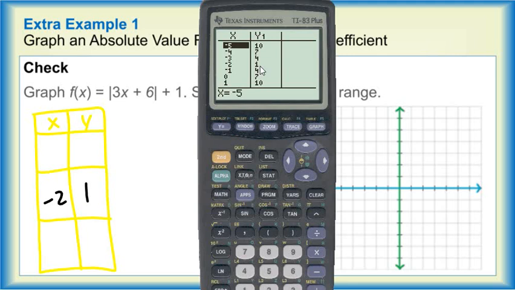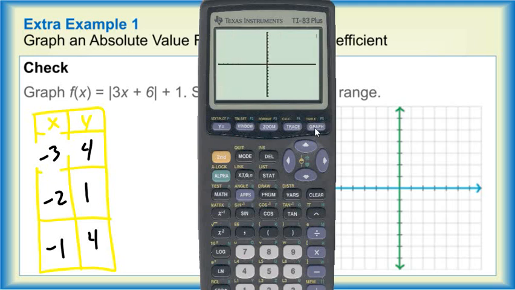And then I can choose points on each side. So I'm going to choose negative 4, 7, and negative 1, 4. Actually, let's do, this would be negative 3 and 4. Once I have those 3 there, if I want to hit graph, I could graph it, or graph it look like that.